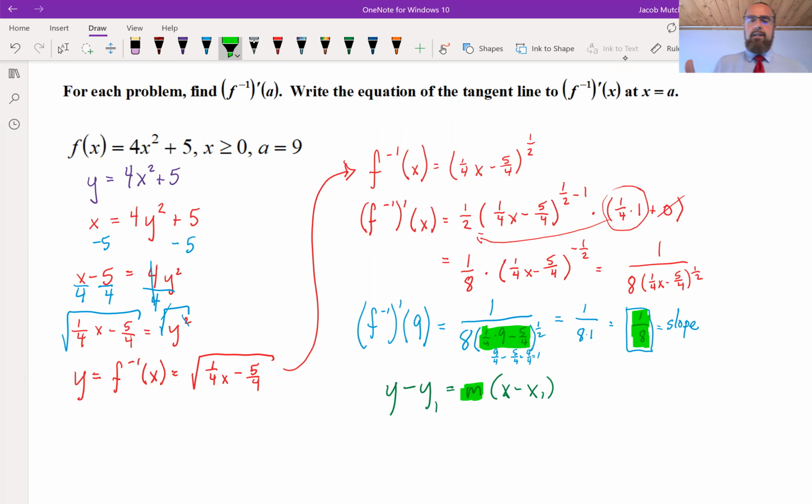What I need is an x1, y1, a point that is on the graph of the inverse of f of x. So to do so, I know that my x value is 9. What I need to find is the y value. So let me start to build that. My x1 is going to be 9. Again, that's given as my a. So what I need to calculate is what's y1.